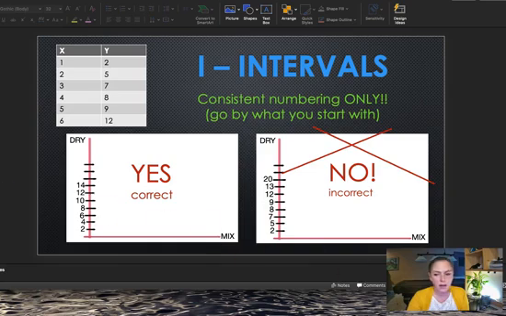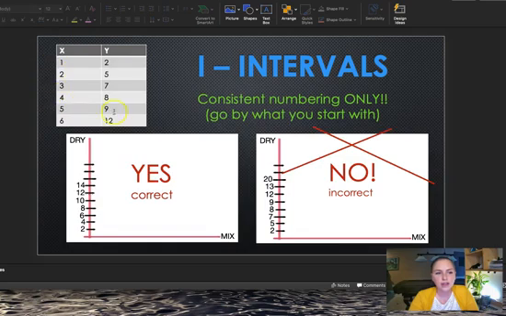All right, other stuff. Intervals. This is a huge pet peeve of mine. Please be consistent. I always give the rule of thumb, go by what you start with. So if you start with a 2, you're going by 2s. 2, 4, 6, 8, 10.